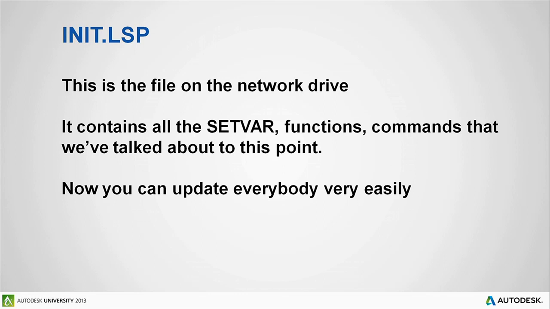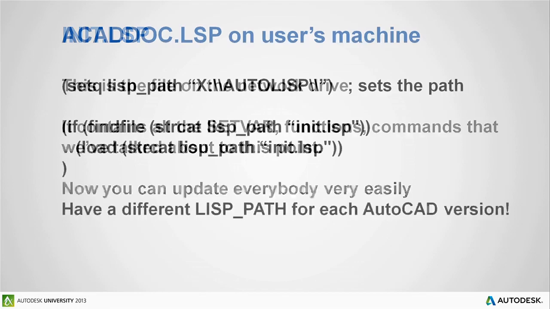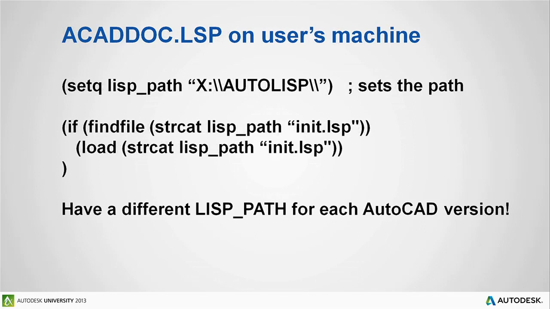Now, we take all of the code that we've been looking at so far, the set vars, the command lines, the functions, everything that we've done so far, we just take that code, put it over on the network in that init.lsp. Now when AutoCAD starts, what does it find? That. Which points it where? Network, which loads all the code. So in order for me to change or update my standardized code, I just modify init.lsp.